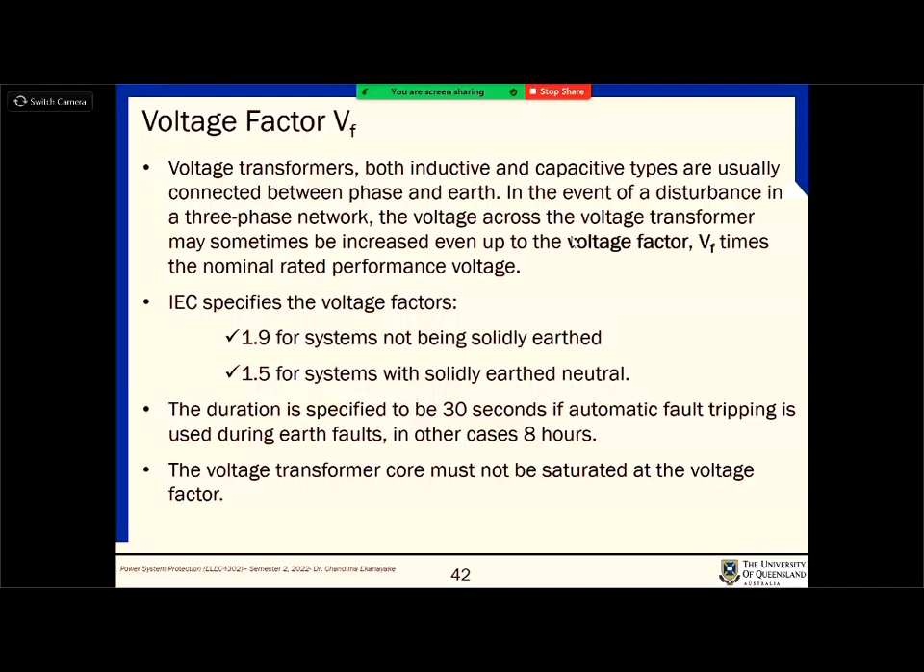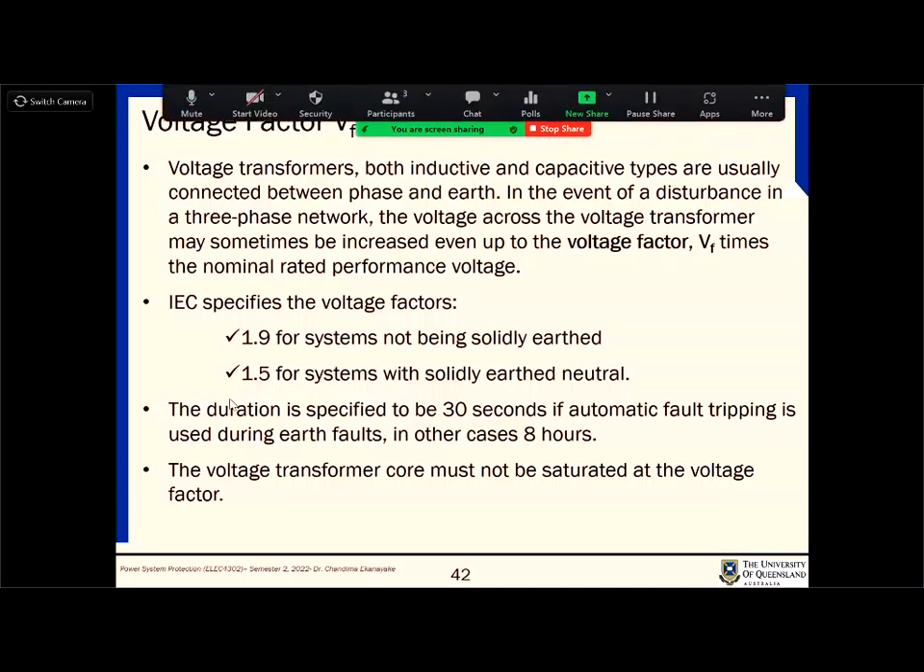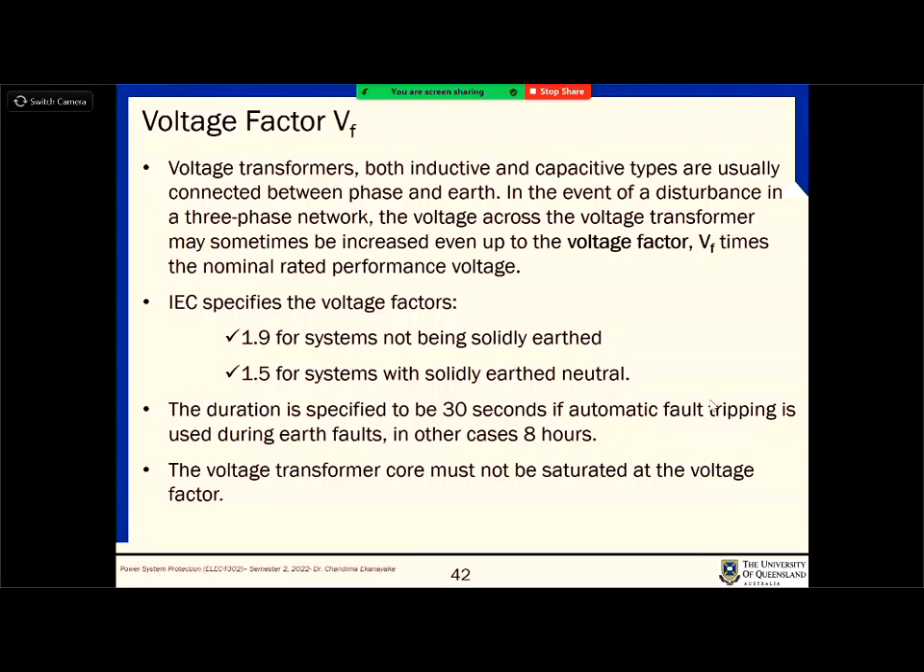Therefore, when they define this voltage factor, they define some sort of a duration as well. If you have an automatic fault tripping, then the duration is 30 seconds. So the transformer should be capable of measuring the voltages accurately up to 1.9 for a solidly earthed system, and you should be able to measure it for 30 seconds if there is an automatic fault tripping. But if there is no automatic fault tripping, then you need to maintain that for 8 hours. So those measurements should be done for 8 hours.